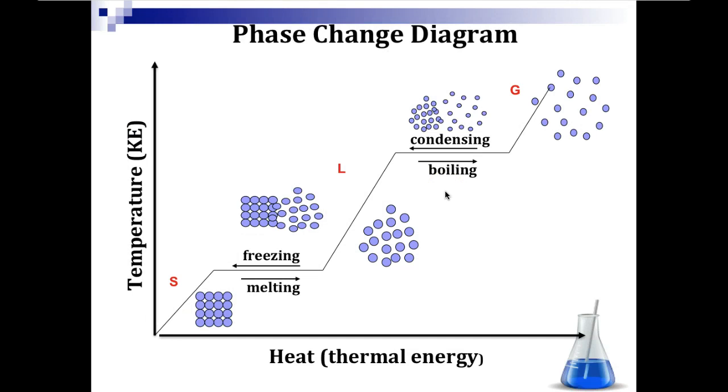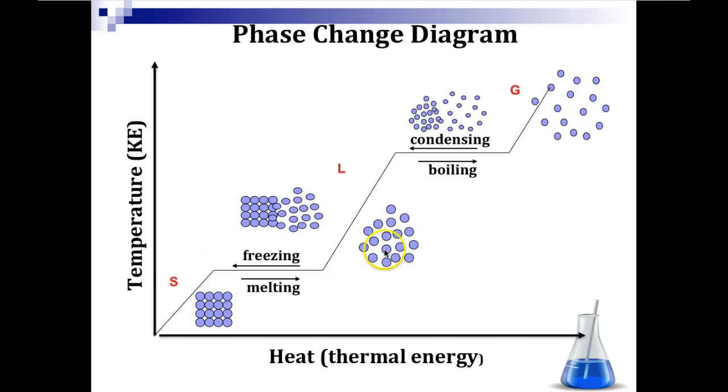All right, so let's look at this phase change diagram so that we can see how this all fits together. So we have an increase in temperature, which is kinetic energy. We start off as a solid, then we change to a liquid, then we change to a gas. At these flat parts, that's when our phase changes are happening.